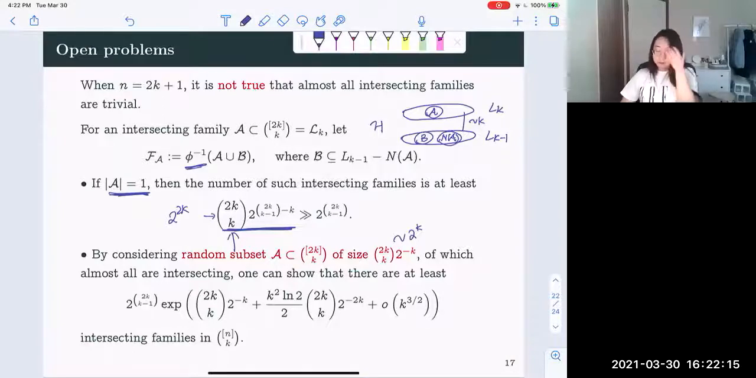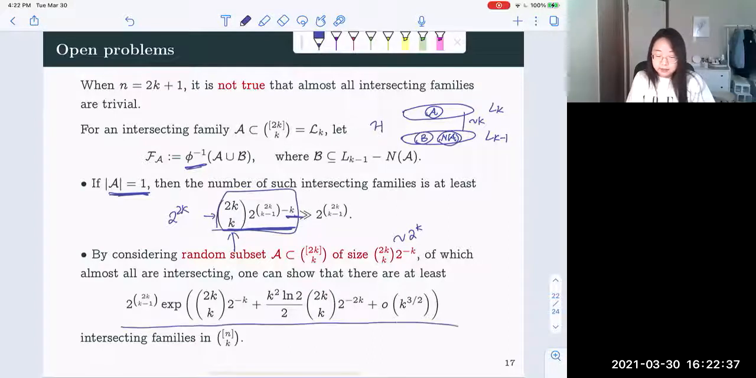And by some standard probabilistic argument, you can show almost all such subsets are actually intersecting. It's a very simple probabilistic argument. And also you can use the probabilistic tool to get the estimation on the size of the neighborhood. So by a similar argument, we can show there are at least this many intersecting families by this construction.